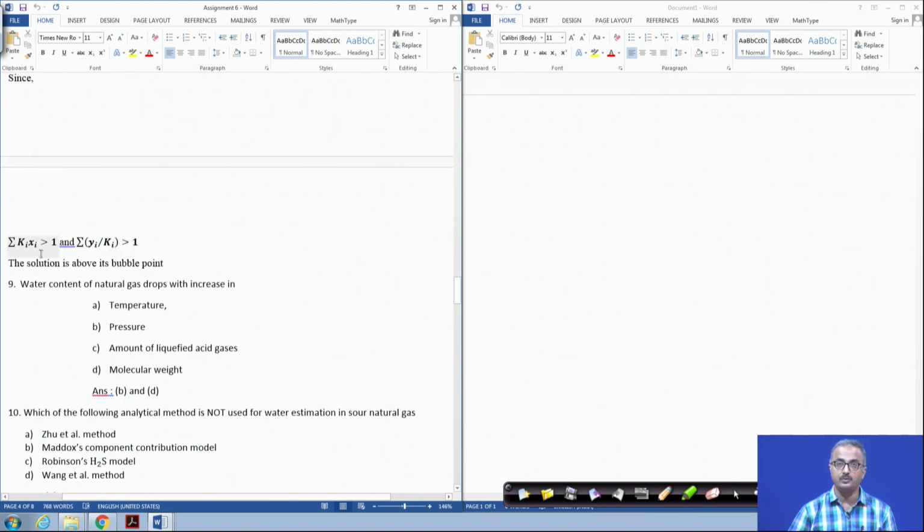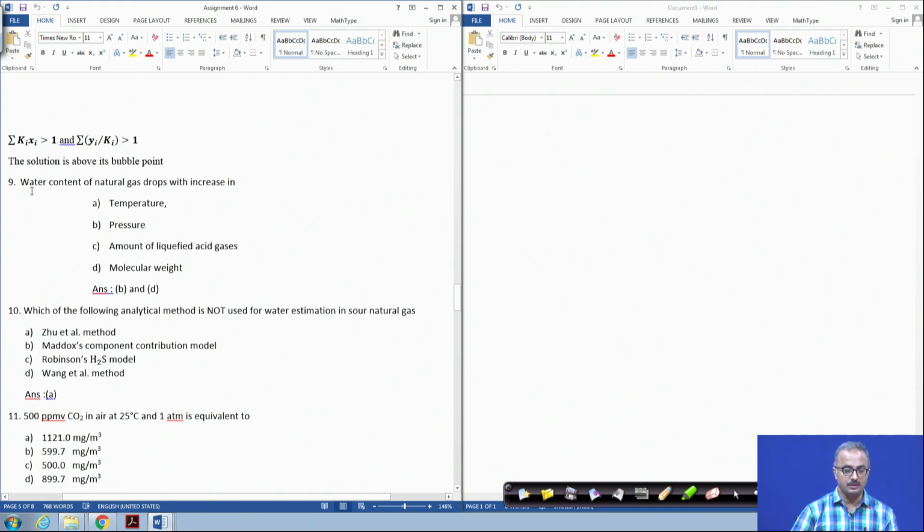We find both these summations are coming out to be more than 1, and that is why, if you refer to the table I gave you in the lecture, you will find that the given mixture at the given condition is above its bubble point. Above its bubble point means it is a subcooled liquid. Okay, so it is a subcooled liquid.